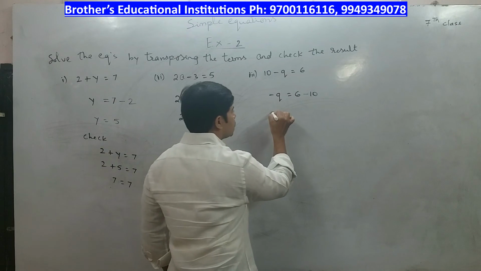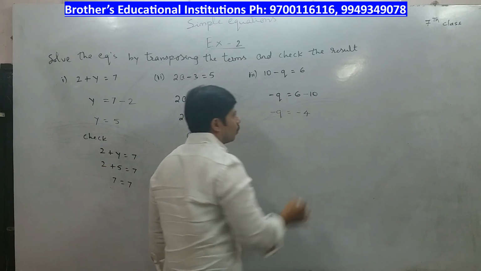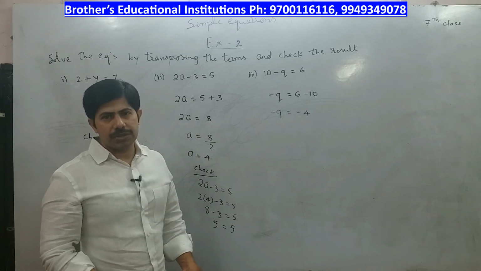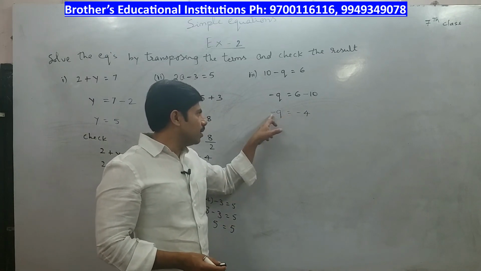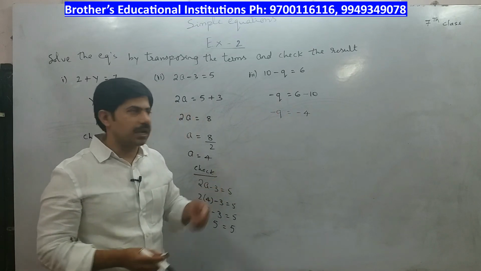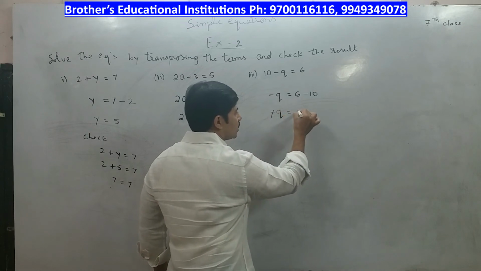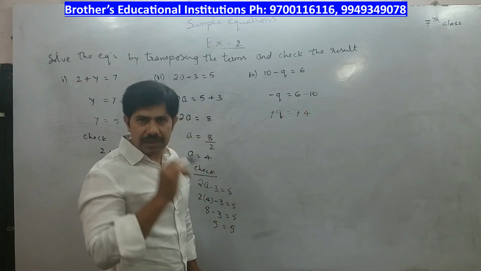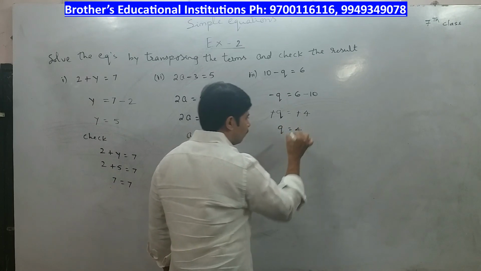So minus q is equal to minus 4. Always remember, we have an equal to sign, and on both sides we have minus, both having the same signs. So here you can eliminate these minus signs. Eliminate means you can cancel those minus signs, and the q value we get is 4.